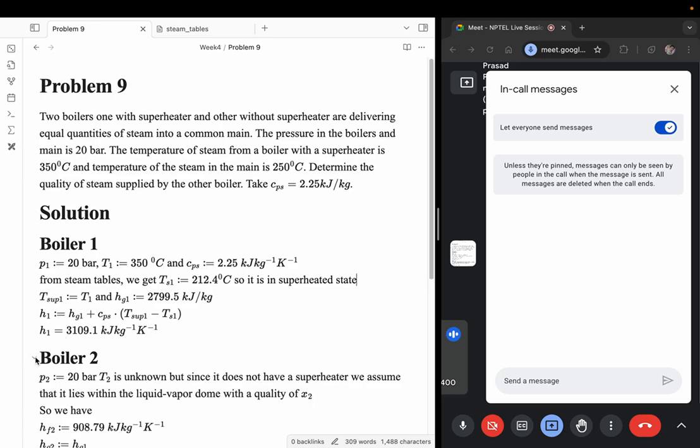Now similarly for the second one, in order to calculate it, you need to know the actual quality, which is something we do not know.